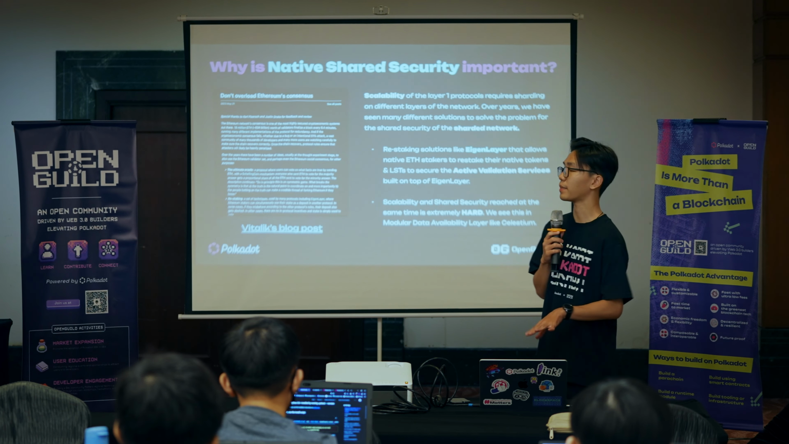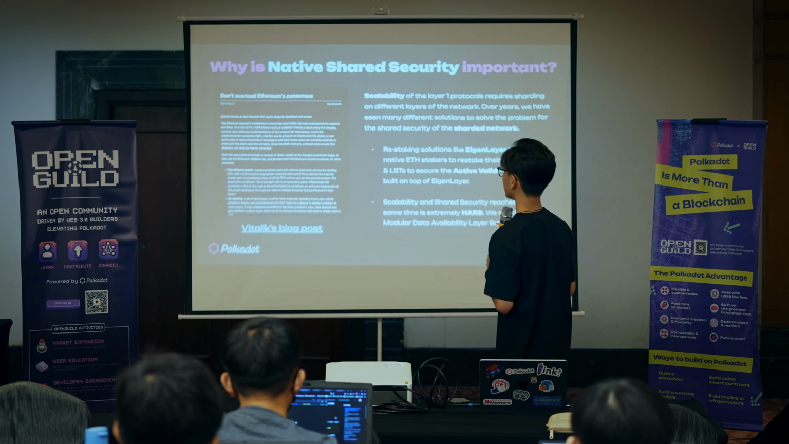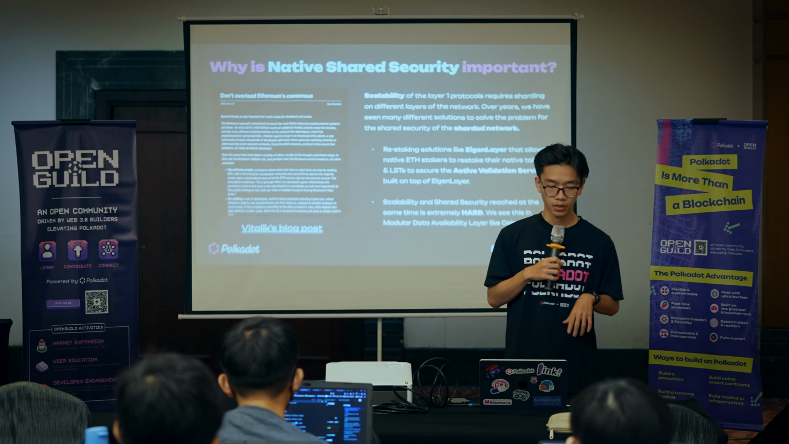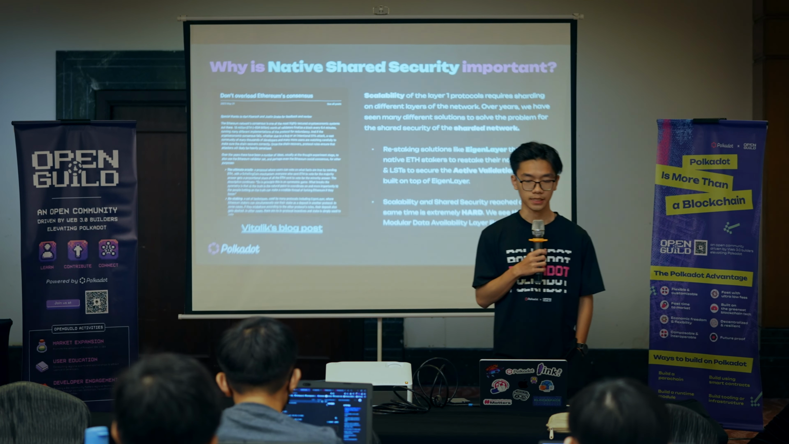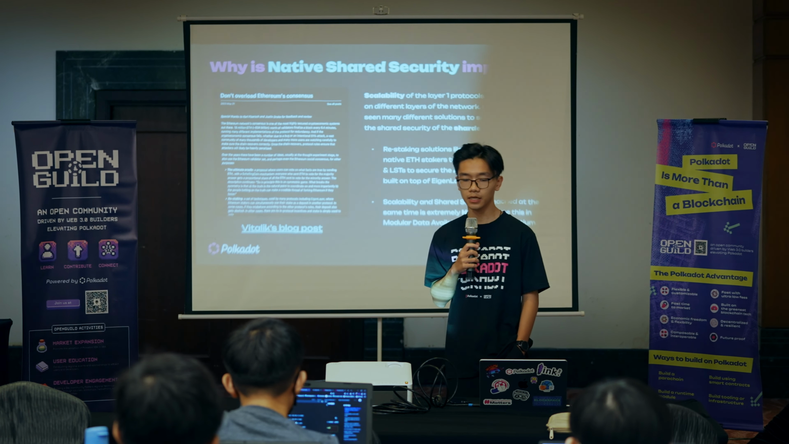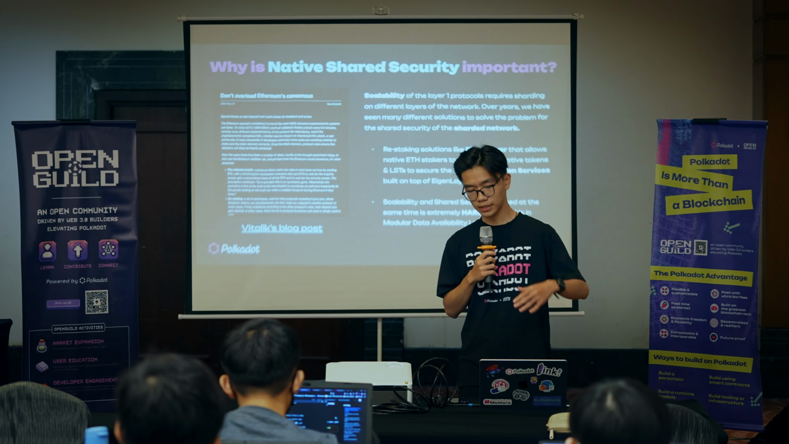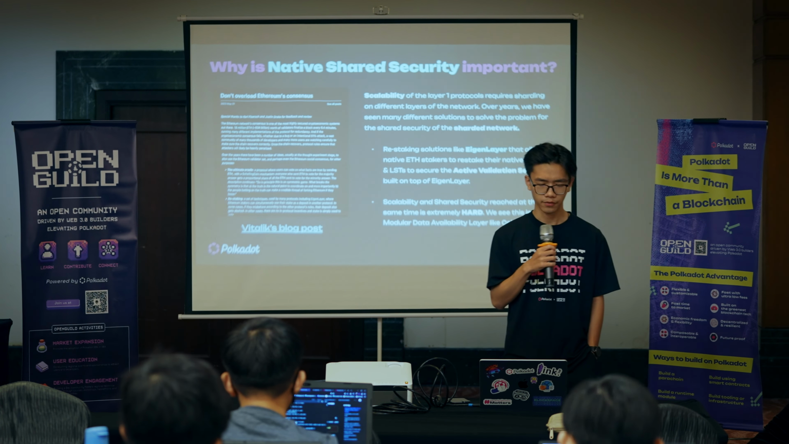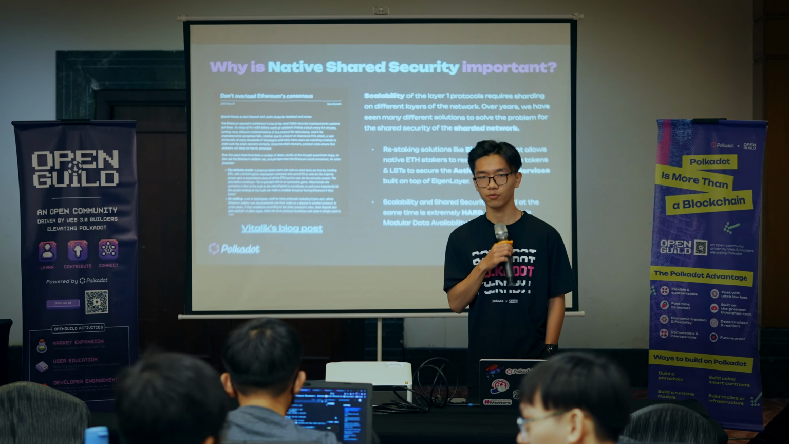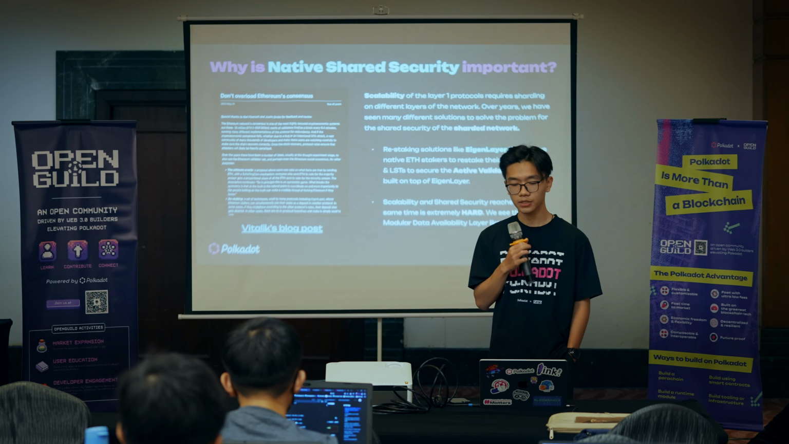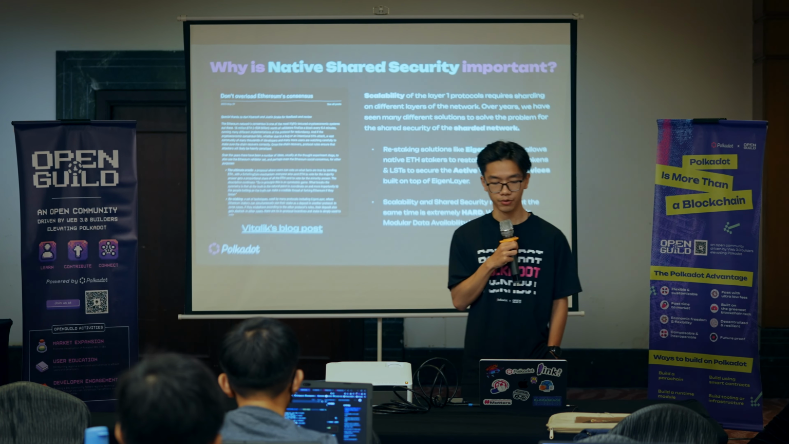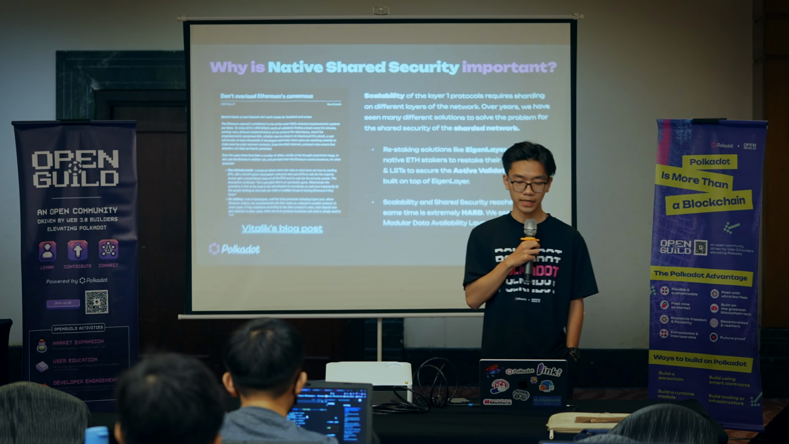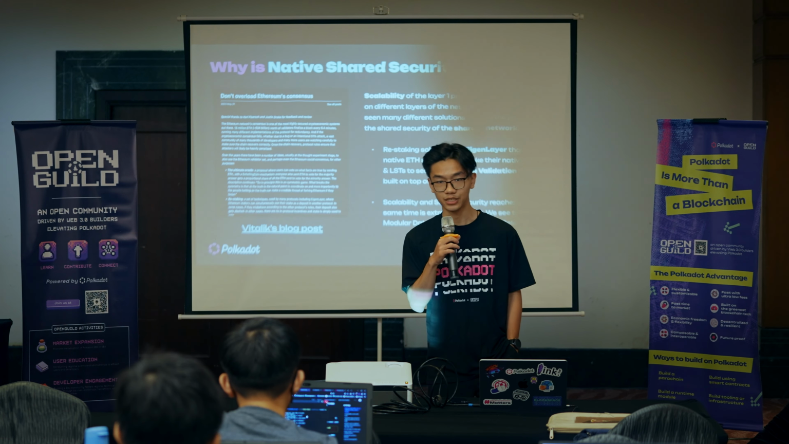Okay, so I mentioned shared security, right? But why is native shared security important? In one blog post by Vitalik Buterin, about not overloading Ethereum consensus, he mentions a few techniques for scaling the blockchain, but also for securing the consensus layer of the blockchain. And we have a few different solutions. For example, restaking, like EigenLayer, a restaking solution that allows native Ethereum stakers to restake the native token and LSDs to secure active validation services built on top of EigenLayer.